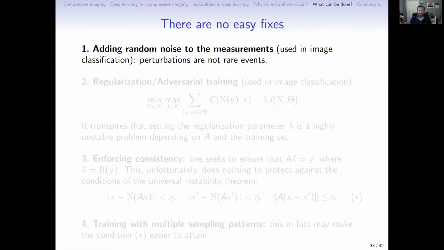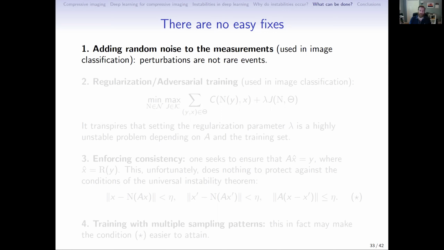This seems like, in some sense, a reasonable thing. There's a hope that if you have some bad perturbation in your measurements, maybe you can wash it out with some random noise. In fact, this has been done in image classification to try and defend against adversarial attacks. This would work if the perturbations were rare events, but they're not. In fact, we saw an example of purely random perturbations where you could still have bad artifacts.